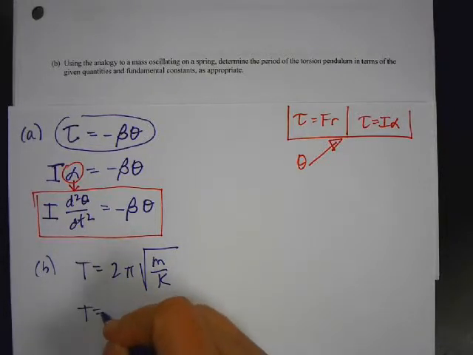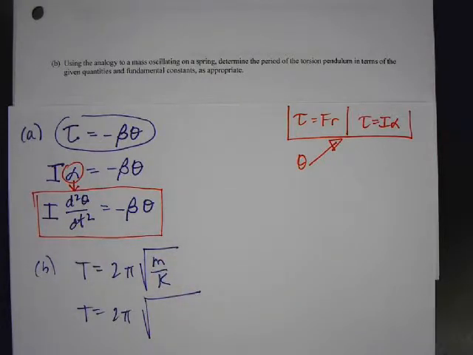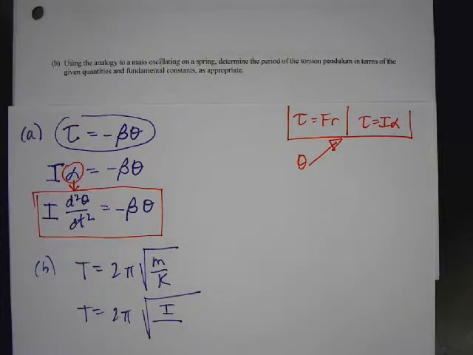So T is equal to 2 pi. Now I'm going to say to myself, what's analogous to mass? I, moment of inertia. Now, what's analogous to k? Well, k is the constant. What's the constant here? Beta. And that's it. That's actually worth 3 points. That is worth 3 points.